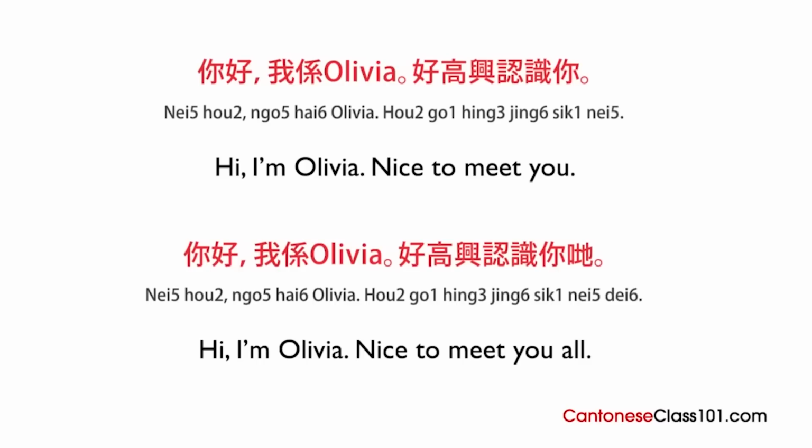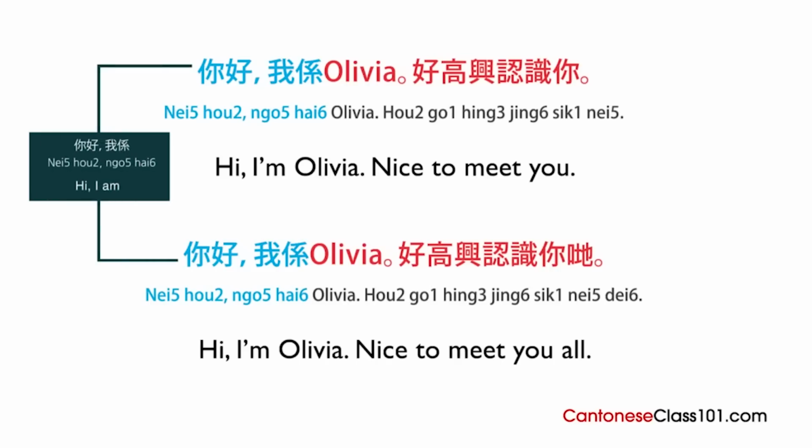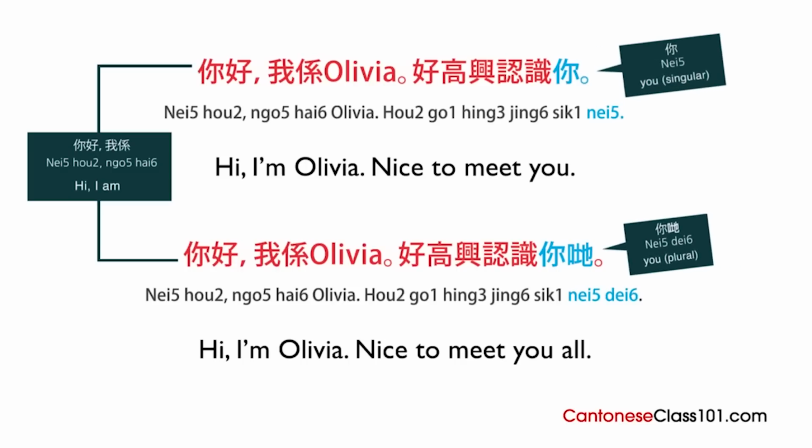你好，我係 Olivia has not been changed. 你好，我係 stands in both cases for Hi, I am. Finally, pay attention to the ending. We went from 你 to 你哋. What has changed is the word for you. In Cantonese, the word for you is different if it is singular or plural. 你 is singular and 你哋 is plural.